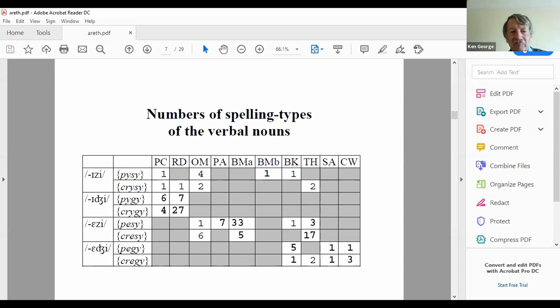Humans Mariasic, BMA, A stands for Rodolphus Ton's work, whereas BMB stands for the revised form of the first 10 pages by an unknown scribe. Not much data there, but what data there is suggests that the scribe B favoured Pizzi, whereas Rodolphus Ton favoured Pezzi and Crazy. The Bulens K favours Pedgy and Crazy.